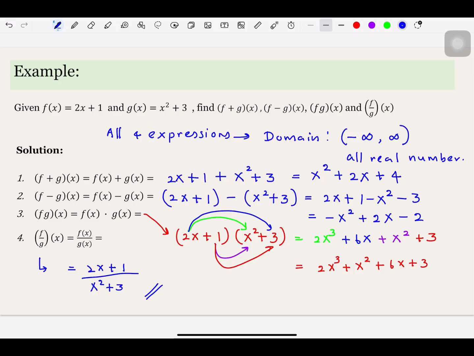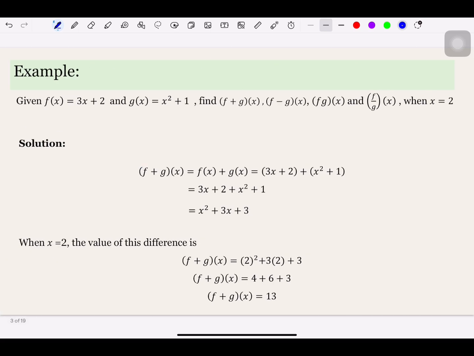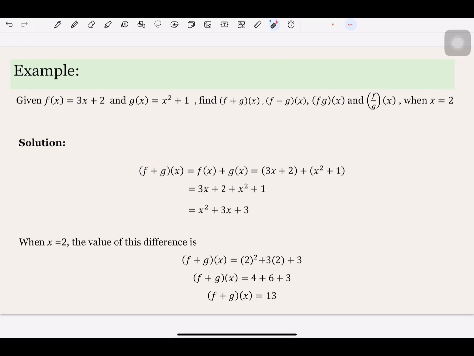And next, let's move into the next example. Here also you're given two functions, f of x as 3x plus 2 and g of x as x squared plus 1. And then you're asked to take the sum, difference, product, and the quotient. Once you have those functions, you have to evaluate each function at x equals 2. So you have to follow the same procedure as we did in the previous example.